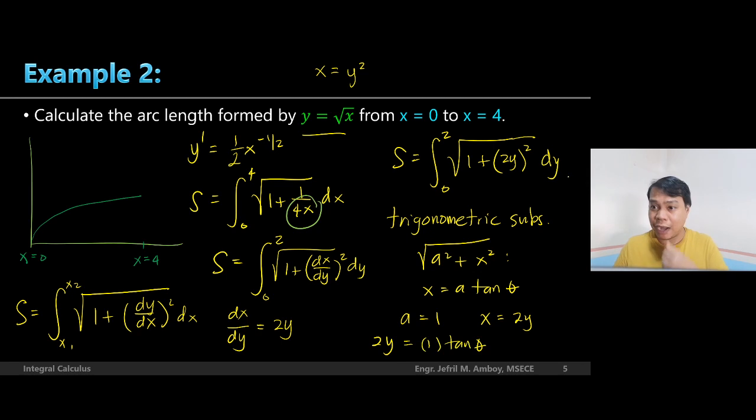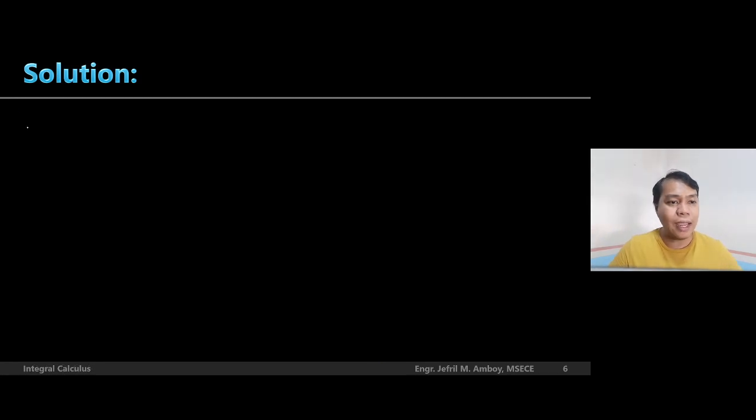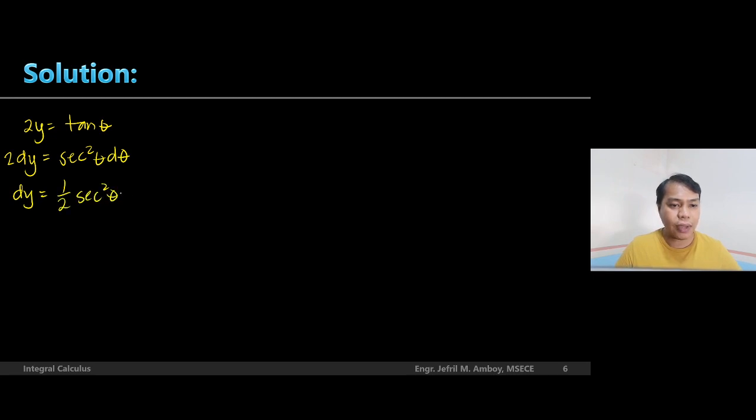And then after that, to replace dy, take the differentials. Let's write it on the other slide. So, 2y equals tangent of theta. Next, get the differential of y. So we have 2 dy equals the derivative of tangent, which is secant squared theta d theta. So dy is 1/2 of secant squared theta d theta.